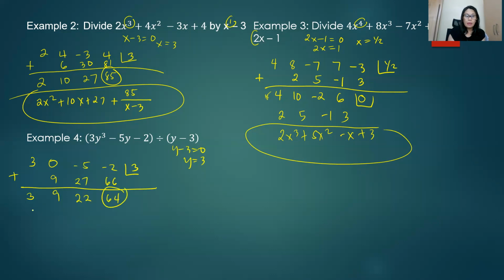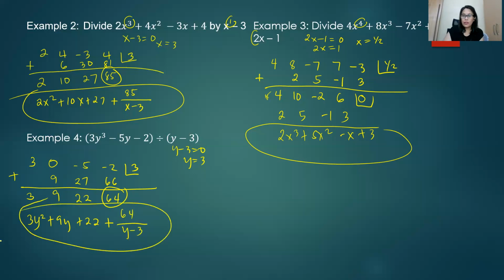So we have 3y squared plus 9y plus 22. And then we separate the remainder by a plus sign, 64, all over the divisor y minus 2. And this is our answer.